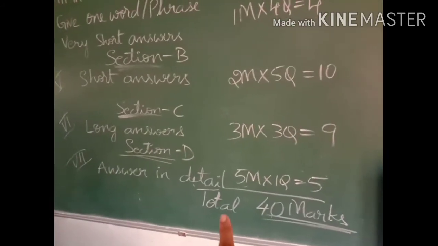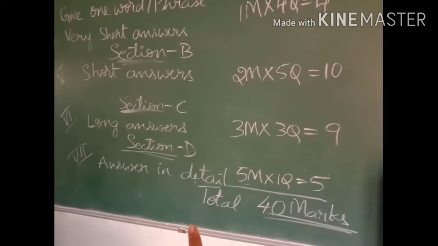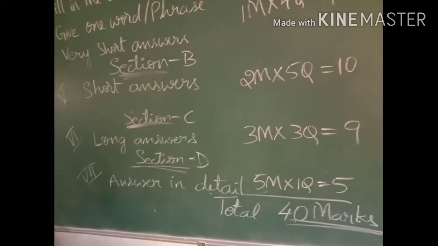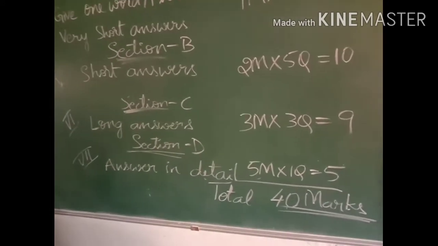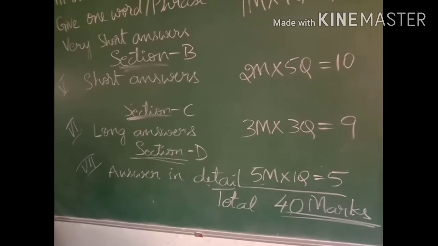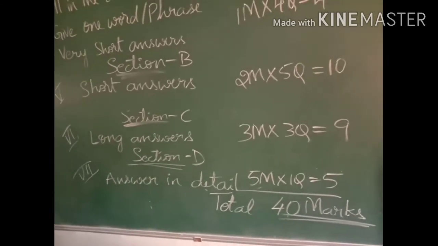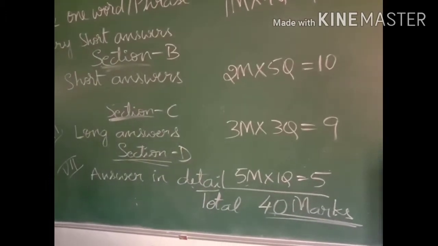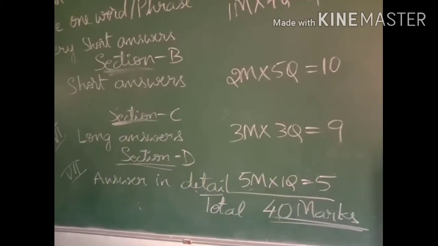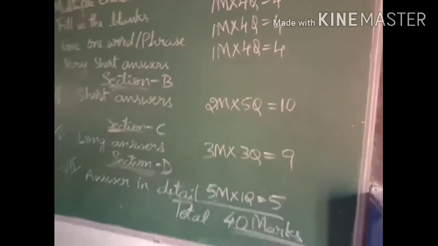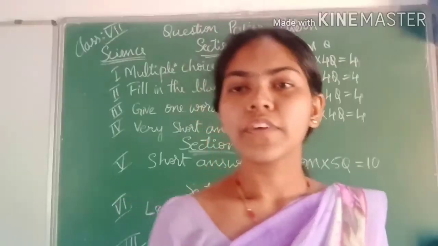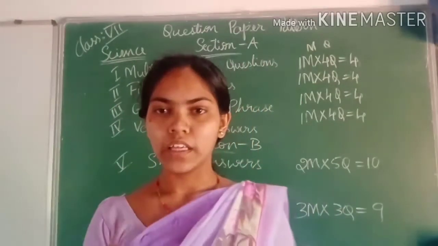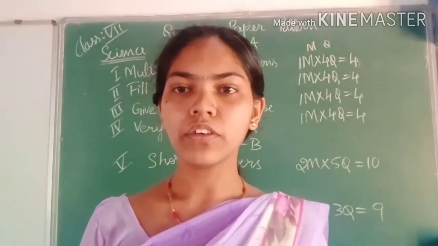In Section D, answer in detail questions will be there, which means you have to answer in a paragraph. You have to write a paragraph, or explain it in detail, or draw diagrams. That question carries 5 marks, and there will be 1 question. So the total is 40 marks.